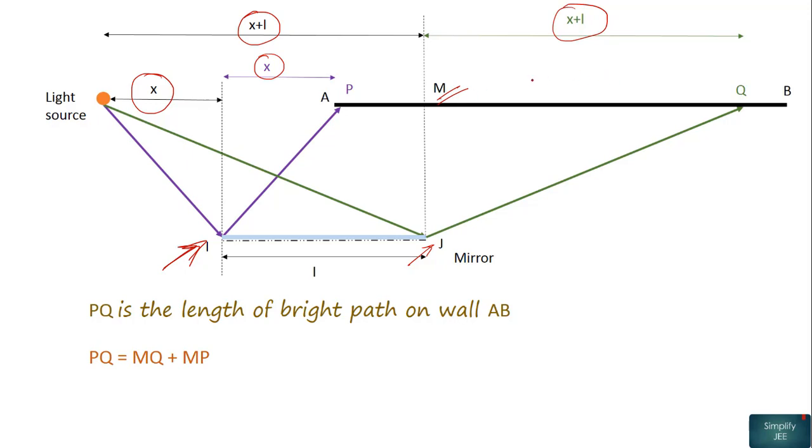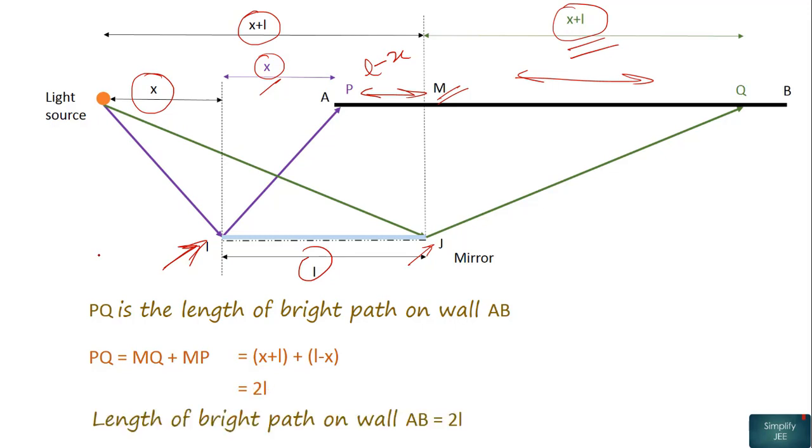Here, MQ is equal to x plus L and MP will be equal to this length L minus this length x. Hence, PQ is equal to x plus L plus L minus x, or equal to 2L. Hence, the length of bright path on wall AB will be equal to 2L.